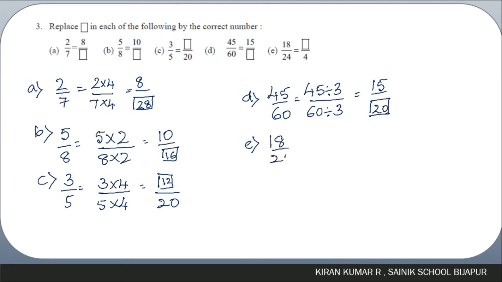18 by 24, and we should get empty box upon 4. How do we get 4? When 24 is divided by 6, we get 4. So 18 has to be divided by 6 to get the result as 3. This is how we solve this.